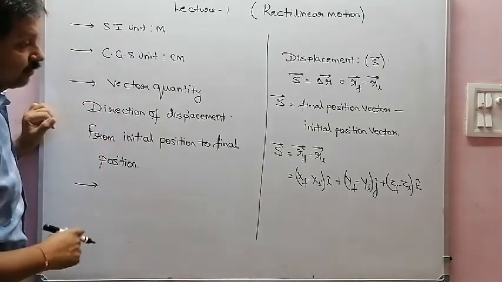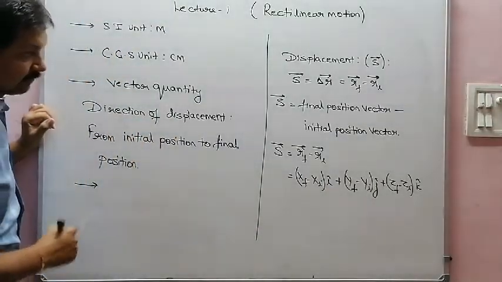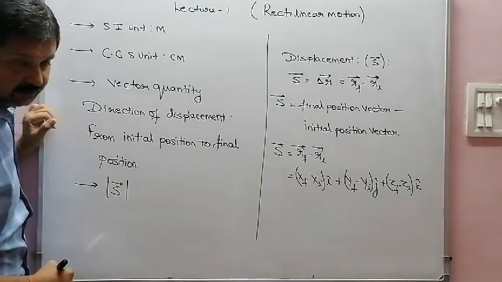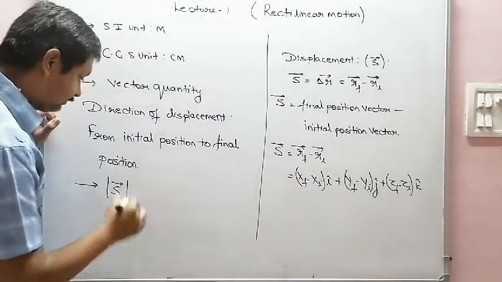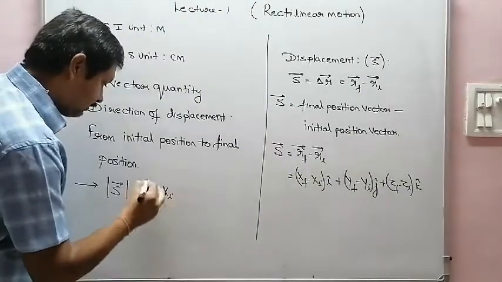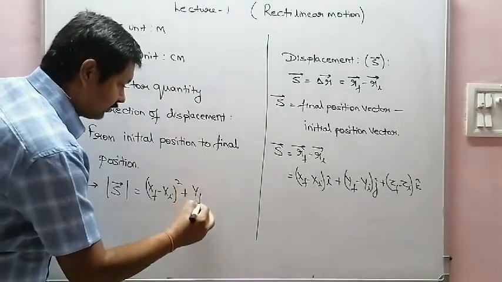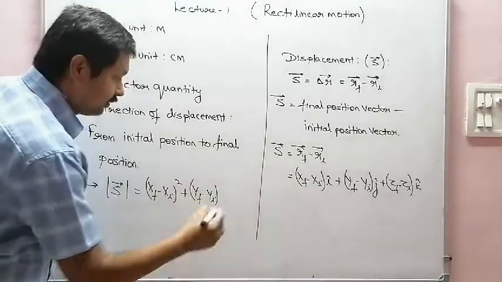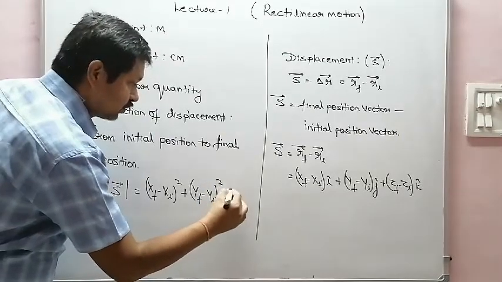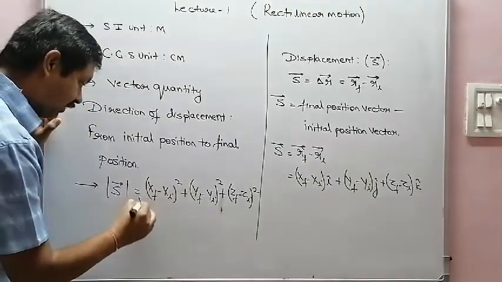Since displacement is a vector quantity, we can say from here the magnitude of displacement, यानी कि magnitude of this vector. So how do we find the magnitude of the vector? The square of the magnitude of I cap, similarly the square of the magnitude of J cap plus the square of the magnitude of K cap का पूरे का square root.